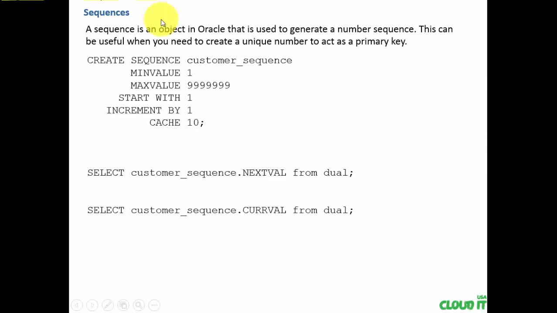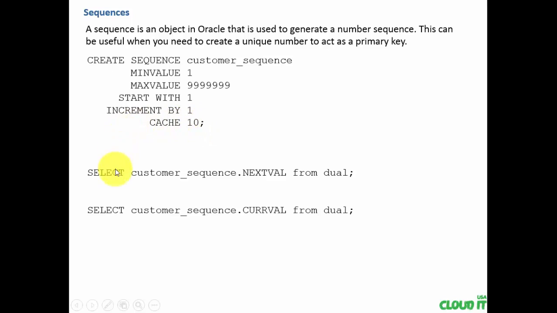How do you create a sequence? It's create sequence, sequence name, the minimum value should be 1 and the maximum value should be this number. Start with 1. So the first number should be 1 and it should be incremented by 1. That means it should say 1, 2, 3, 4, 5. That is the series which we want. And we are saying cache 10. That means store the first 10 values in the memory so that it can return in a much faster way.